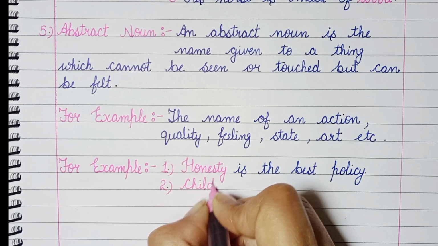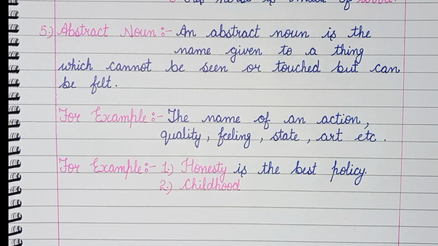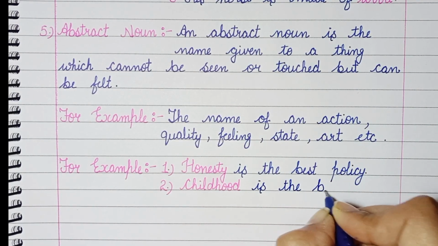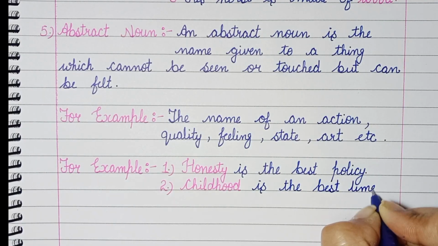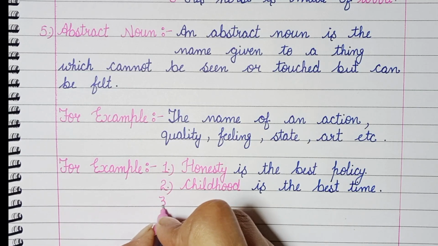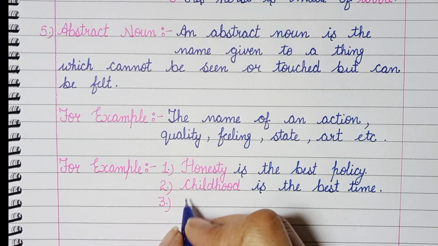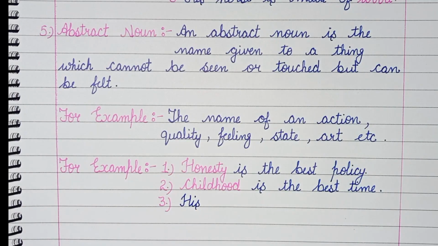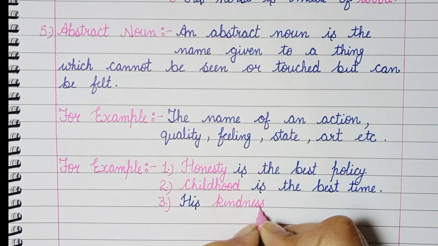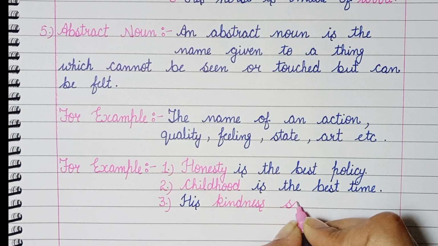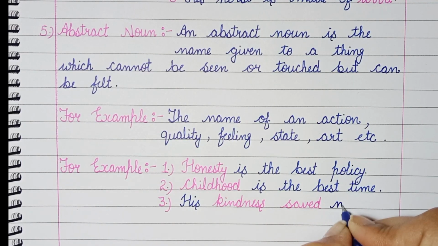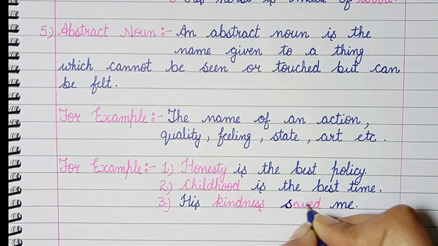First one is honesty is the best policy. Honesty is an abstract noun, and the second one is childhood is the best time, and childhood is an abstract noun. Third one is his kindness saved me. Kindness is an abstract noun.